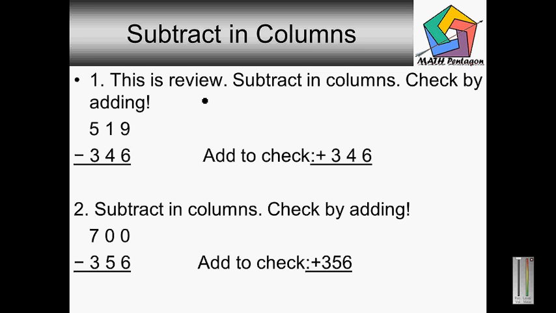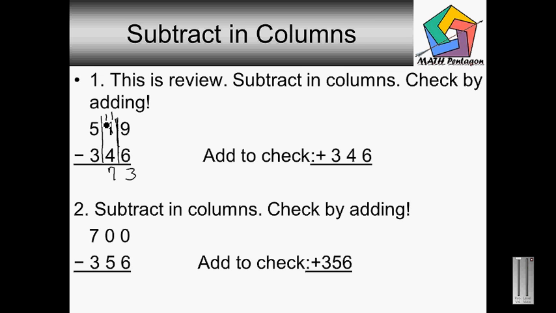Subtracting columns, check by adding. So we have 519 minus 346. We just focus column by column. 9 minus 6 is 3. We borrow from 1 and make it 11 minus 4, which is 7.